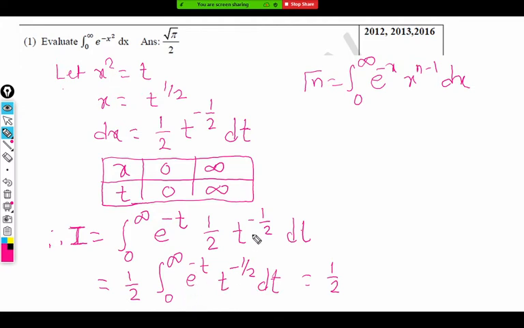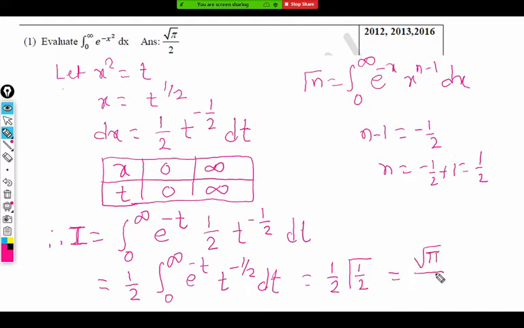Compare this step with here. You'll get the answer. Gamma 1 by 2. Yes, gamma 1 by 2, correct. Because the value of n minus 1 is minus half, I will write here n minus 1 is minus half. So n should be minus half plus 1, and that is 1 by 2. So this is 1 by 2 gamma 1 by 2. And gamma 1 by 2 value is already proved, that is root pi. And that's the answer. Root pi by 2 is the answer.